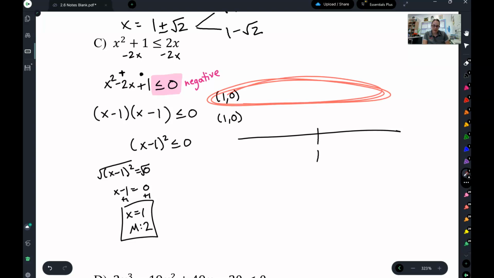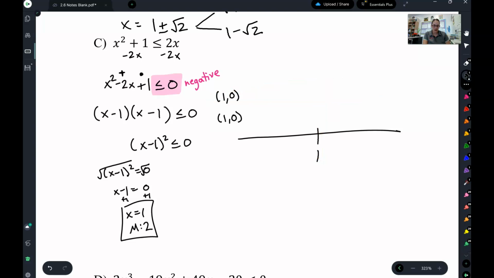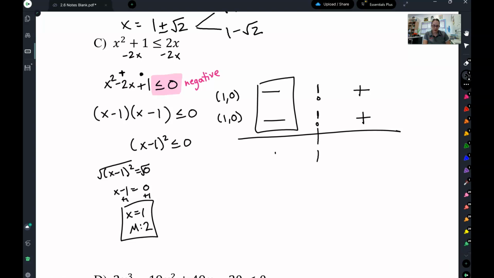This number line has a 0 at 1, so I'm going to put my 0 right there at 1. Left is negative, right is positive. This number line also has a 0 at 1, so I'll put a 0 at 1. Left is negative, right is positive. Look down my columns. A negative and a negative make a positive, and a positive and a positive also make a positive.